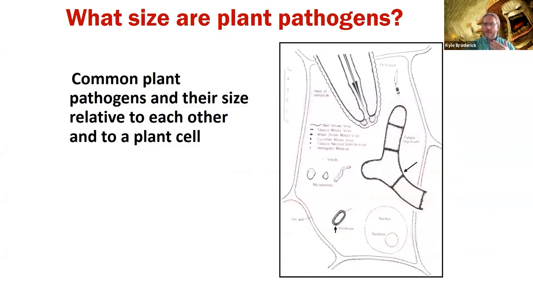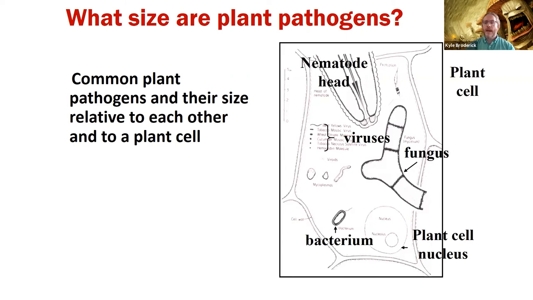And then briefly, what are some of the common sizes of our plant pathogens and their size relative to the plant cell? Here I have our prototypical boxy plant cell with our thick cell wall, as you can see. And then we have our different disease-causing organisms inside of this cell. If you look at the plant nucleus, that's kind of the brain of the plant cell. Our viruses and bacteria are much smaller than the individual plant cell. Next up, we have our multicellular organisms, which tend to be our fungi and nematodes.